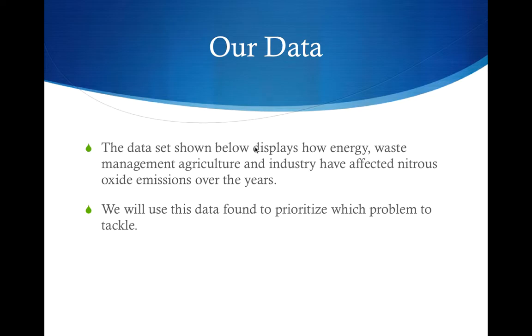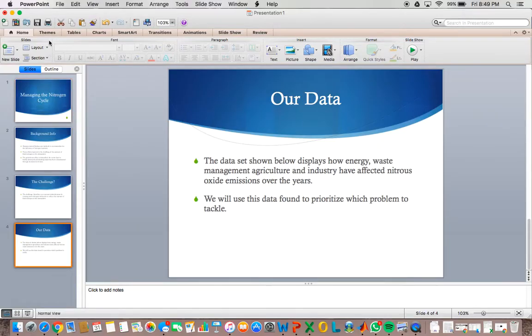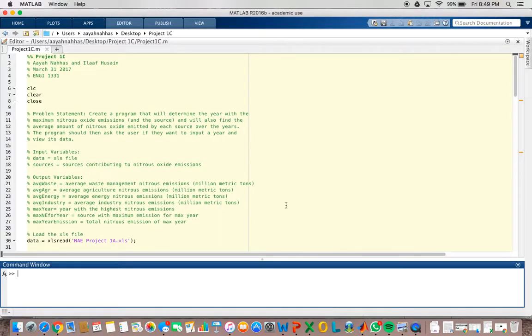So it shows from 1990, I want to say 1999 to 2009, and we want to see which one of these sources has the most effect on the nitrogen cycle and the increase of nitrogen in the atmosphere. So I'm going to start by going through our code.